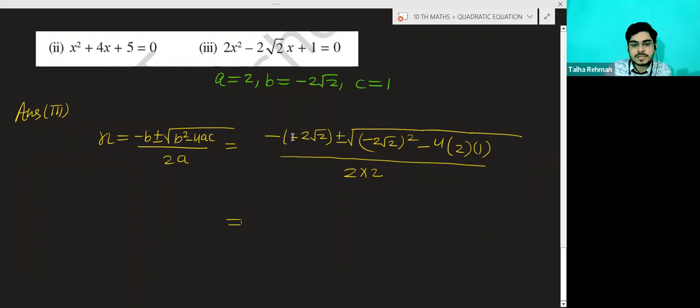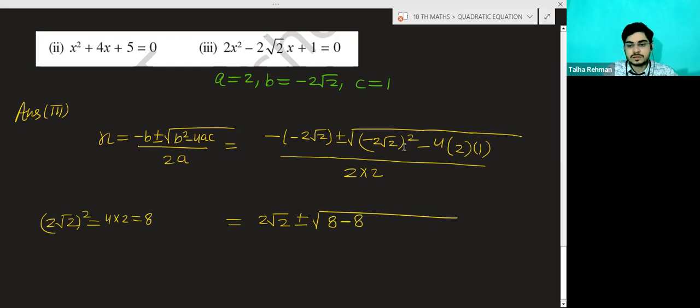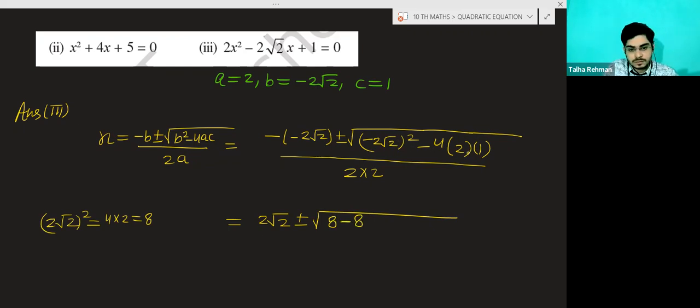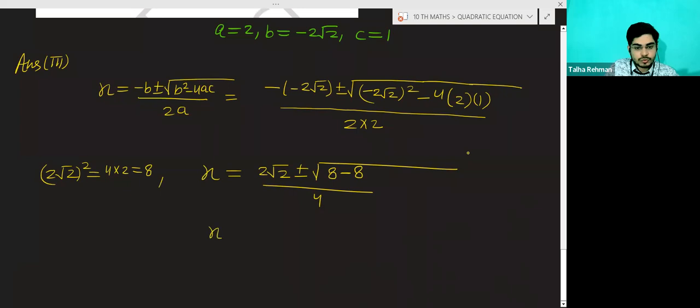So it will become minus minus plus 2 under root 2 plus minus, now square of this, so it will become 8. Square of 2 under root 2 means 2 square is 4 and root 2 square is 2, so it will become 8. So plus minus you can write here 8, and here also it will be 8, 4 times 8, divided by 4. And here is x. So you can write x is equal to 2 root 2 by 4.